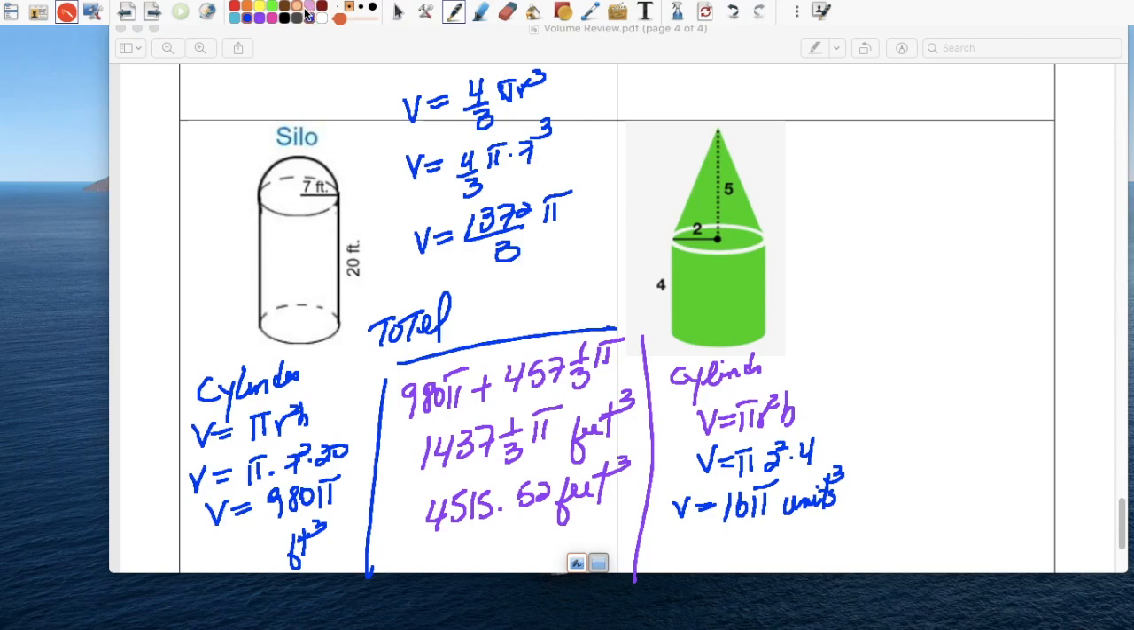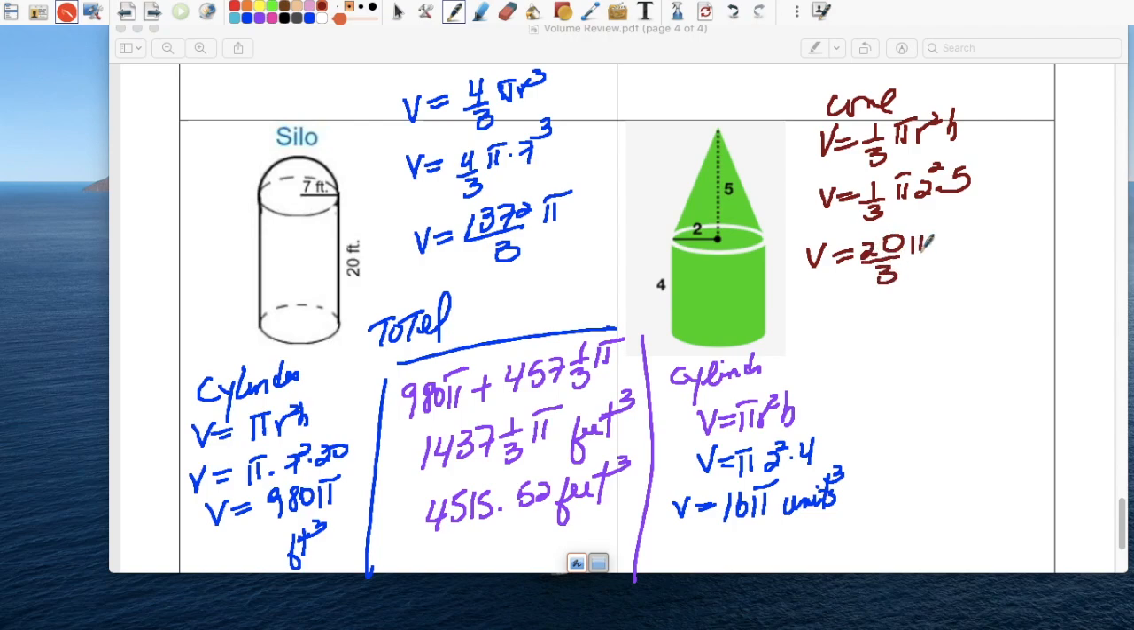The cone. 1/3 pi r squared h. 1/3 pi. Again, the radius is 2, so 2 to the second power, and the height is 5. So we have to leave this as 1/3. We get 2 to the second power is 4, 4 times 5 is 20, and that's going to leave it as 20 over 3 pi.